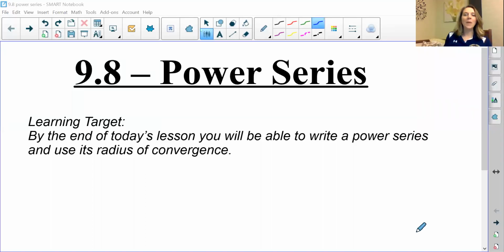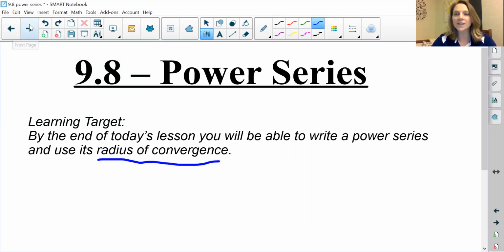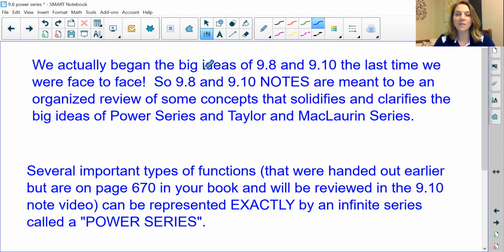So 9-8 is about power series, and by the end of the lesson today, you should be able to write a power series and use its radius of convergence. This is kind of the new piece for us. We've talked about power series a little bit before we left. We actually began the big ideas of both 9-8 and 9-10 the last time we were together face to face. So these notes are meant to be an organized review of some concepts that solidifies and clarifies the big ideas of the power series and Taylor and Maclaurin series.